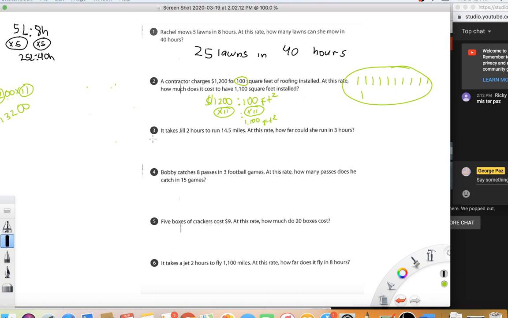But I'll keep going. So that means we would get 13,200. So for this many feet, how much does it cost? Make sure you put that as your sentence answer. Let's go to our next one.